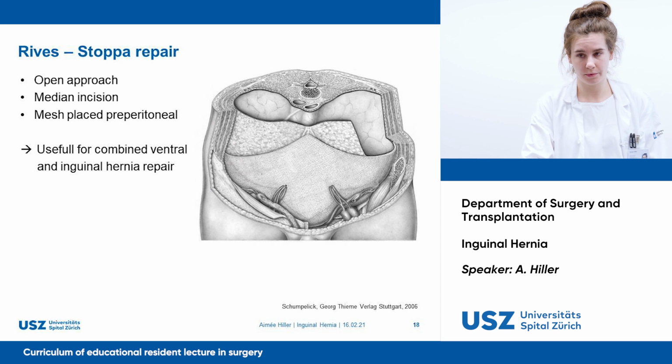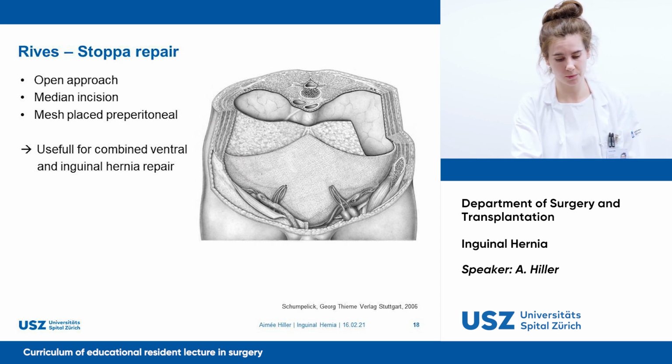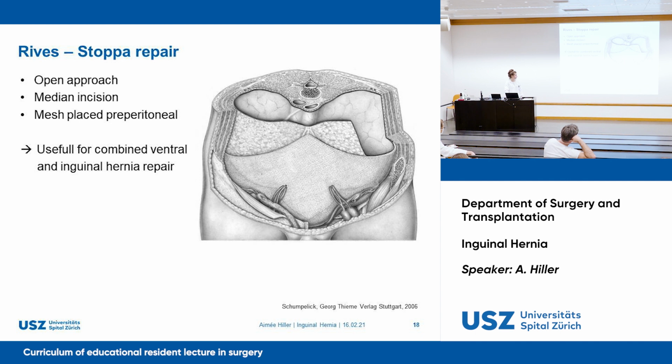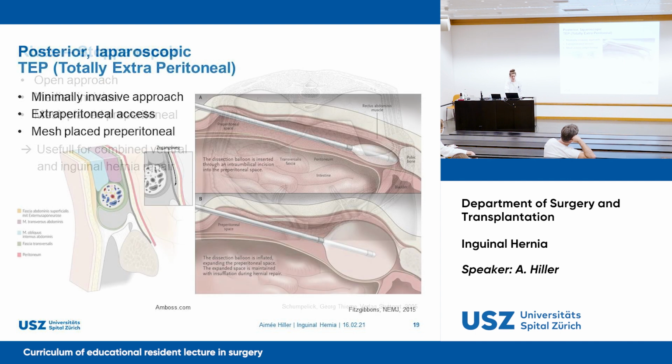Then the third open approach is the Stoppa approach. It's an open procedure with a median incision, and you place the mesh preperitoneal. It's useful for combined ventral and inguinal hernia repair.